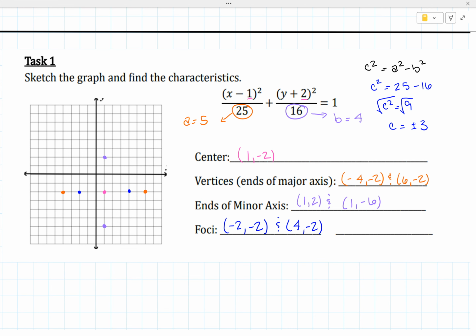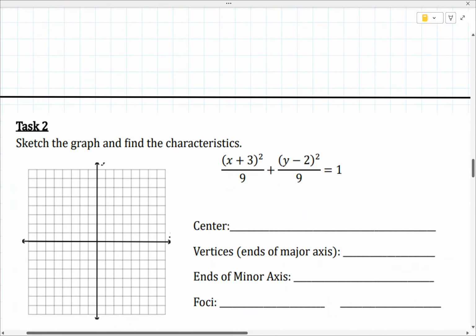All right, I almost forgot the most important part. Don't forget to draw your ellipse. This one looks very circular-esque, but it's not a circle. That was not very good. It's just our A and our B value are very, very close together, the 5 and the 4, so it's going to make it look circle-ish. All right, go ahead and try task 2, and then come back and we will walk through it.